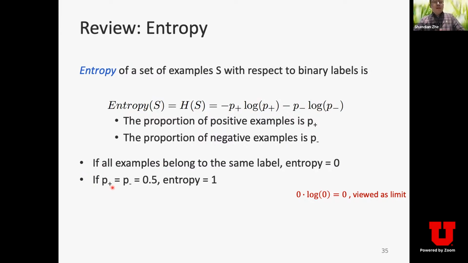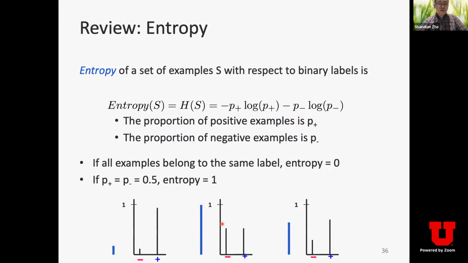And when P positive and P negative both equal 0.5, the entropy is 1. We can also show that entropy is always non-negative. That tells us the more evenly your labels are distributed, the larger the entropy. The more biased your labels, like P positive being 0.8 and P negative 0.2, the smaller the entropy.